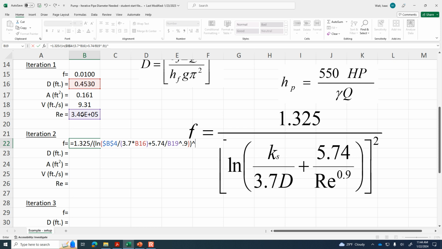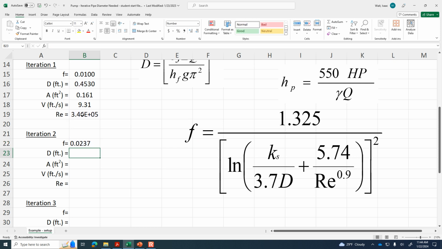And then that is to the power of 2. So my updated F value is 0.0237. That's a pretty big jump. From here, from iteration 2 to iteration 3, the change in F value is going to be a lot more subtle.